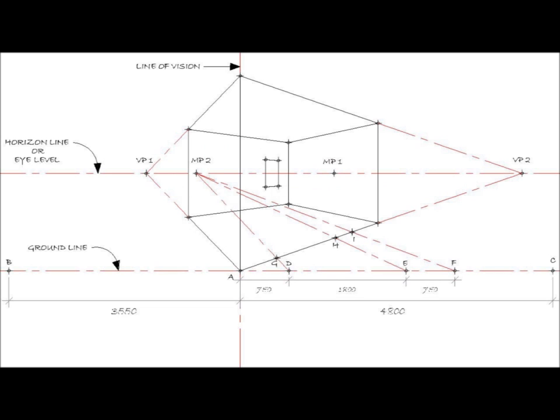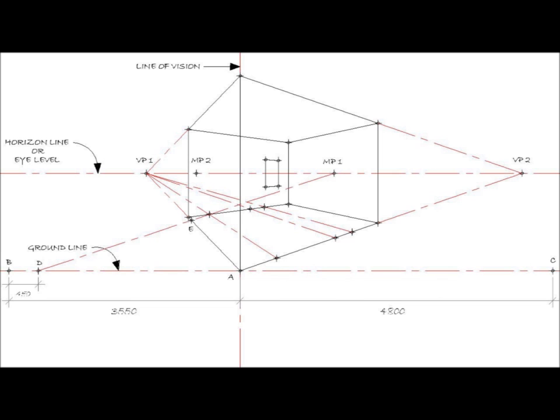Now we start marking the furniture in plan, and for that we take points D, E and F at 750, 1800 and 750 and join them to measuring point 2 to get G, H and I. Connect G, H and I to vanishing point 1 to get J, K and L. Now for the depth of the side table, we take point D on the ground line from B at a distance of 450 and join it to measuring point 1 to give E. Joining E to vanishing point 2 will give us F, G and H.